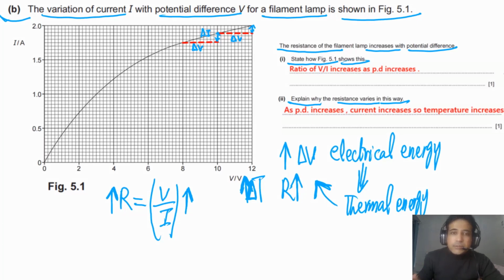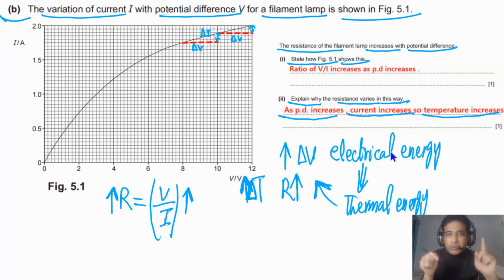For the answer, simply we can say: as PD increases, current increases, so temperature increases. If temperature increases, it means the resistance of the filament lamp increases. Or a better way to explain is like this: as potential difference increases, more electrical energy is converted into thermal energy in the resistor, so the temperature of the resistor will increase, so its resistance will increase.